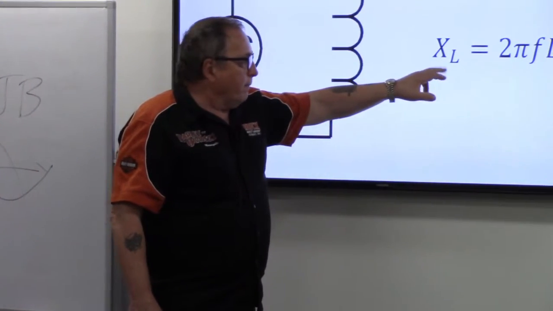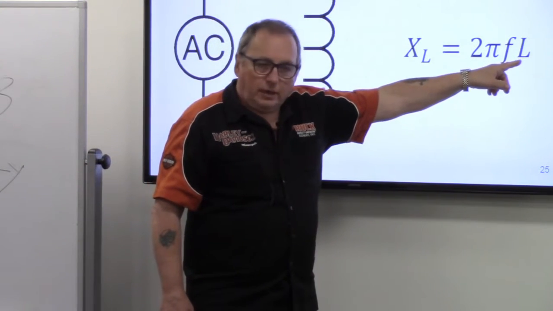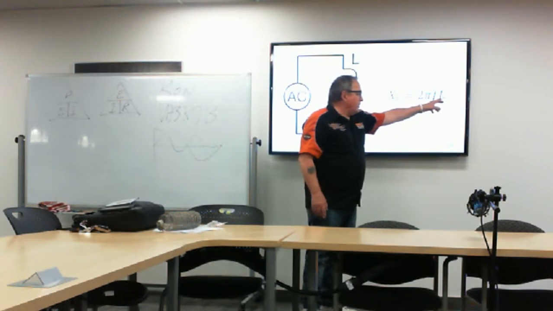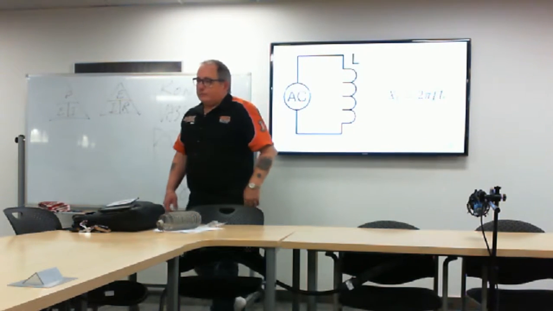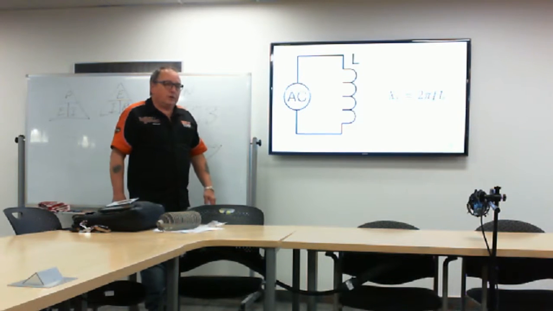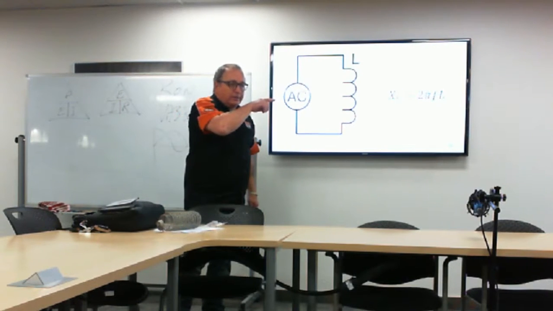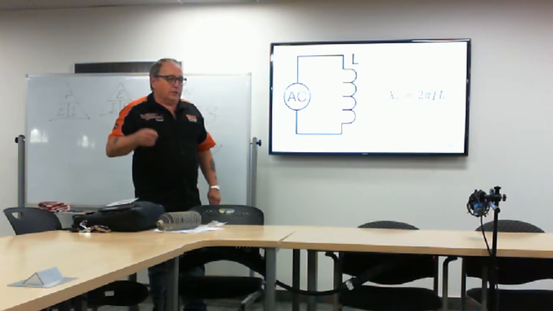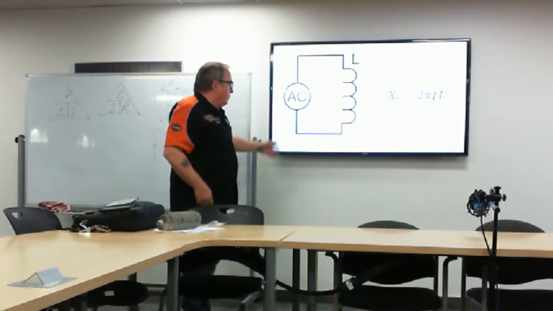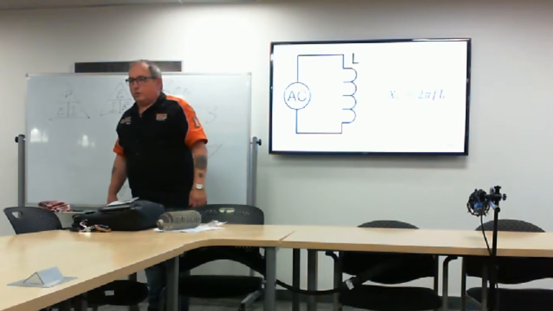It equals 2 pi times frequency times the henries. These have to be in henries, and these have to be in cycles per second. Remember we said we had millihenries and microhenries, so you have to make sure you get the decimal point in the right place to multiply that out to get your inductive reactance. Because inductive reactance is the resistance to alternating current flow in an inductor.